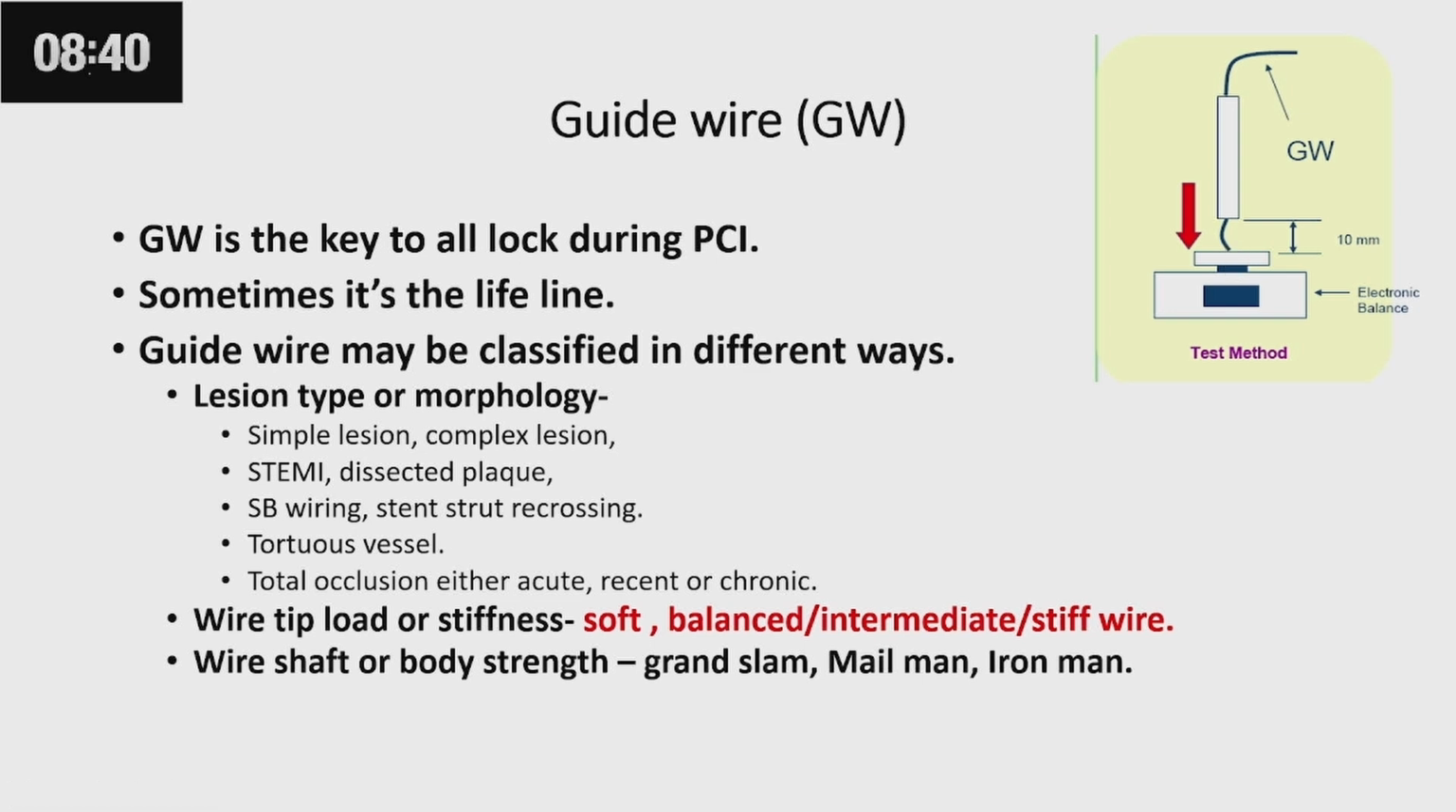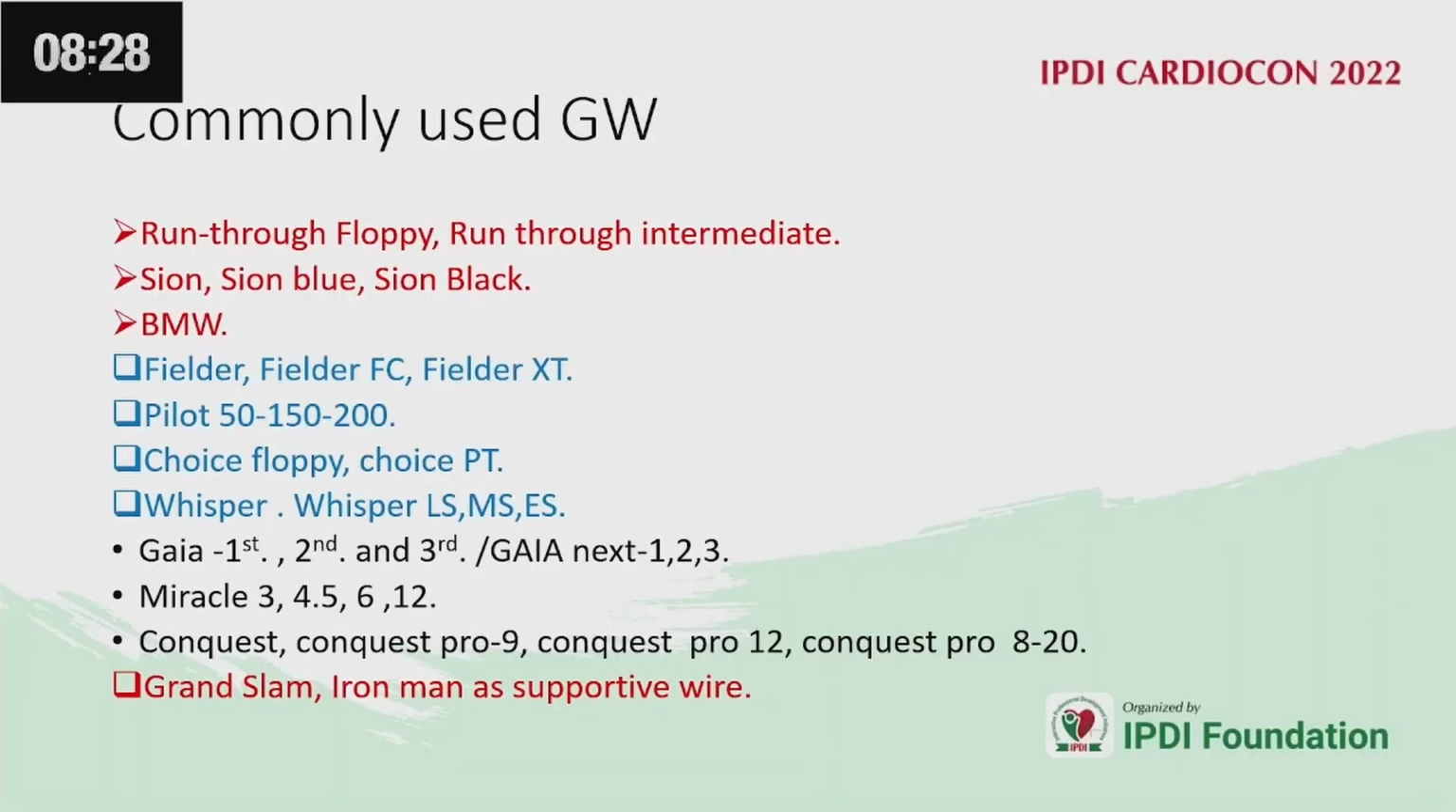Most of the CTO wires are either stiff or intermediate wires, and some wires that are not actually soft wires but polymer jacket wires are also included in the CTO wires. So these are the common wires that we use. Usually these are the workhorse wires: Runthrough, Fielder FC or Fielder XT, Pilot 50 and 200, Choice, Whisper, Jacket, and Miracle series, including the Conquest. All these are common wires in CTO.